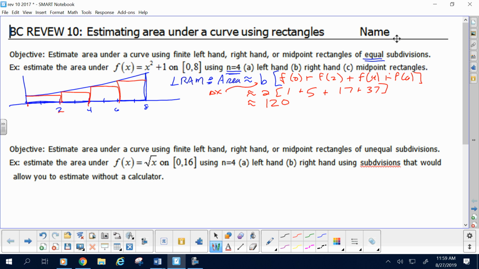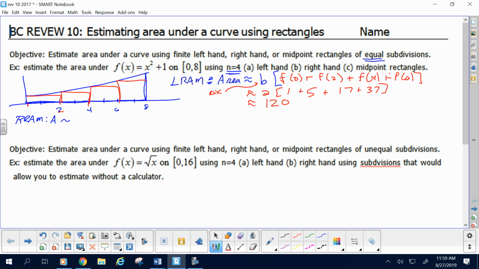Okay, 120. Tell me, based on the picture, is that an overestimate or an underestimate? Underestimate. How could I get a better estimate? Okay, I could take a limit infinitely many. I could do more rectangles, 8 rectangles, and minimize the area. We'll do that in a second. But let's go to RM.